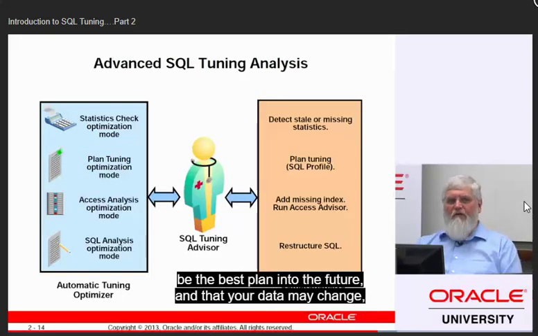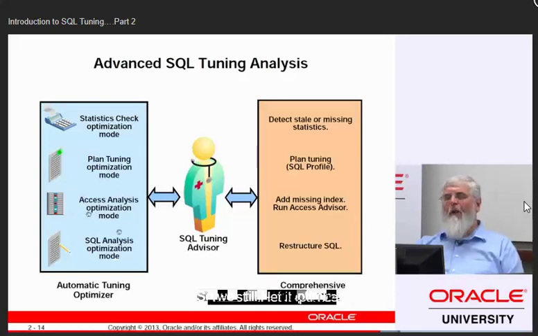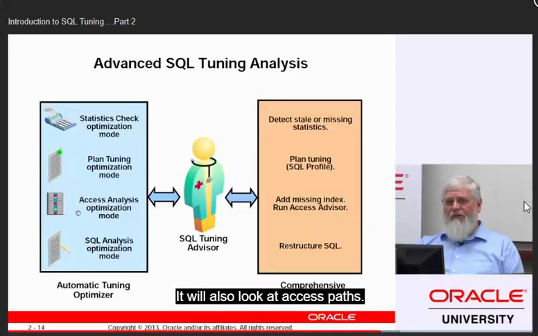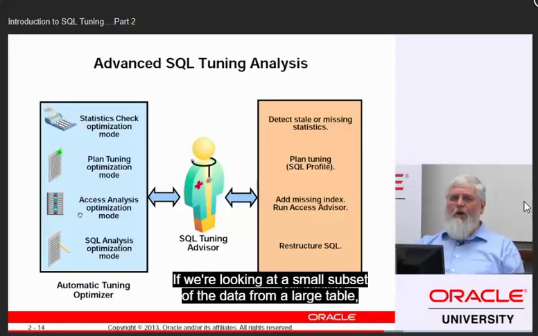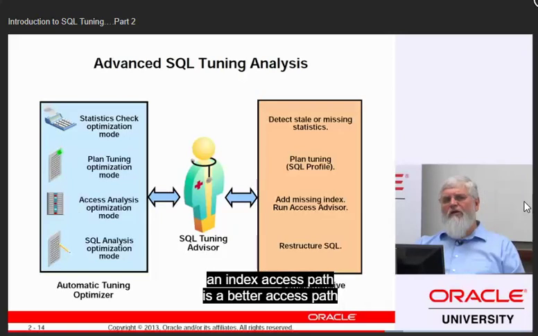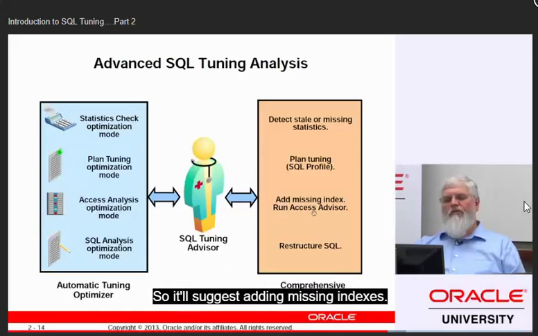It will also look at access paths. Do we have the index to support this particular query? If we're looking at a small subset of the data from a large table, an index access path is a better access path in a lot of cases than a full table scan. So it will suggest adding missing indexes. The only problem is it's got tunnel vision. It looks at one statement at a time.